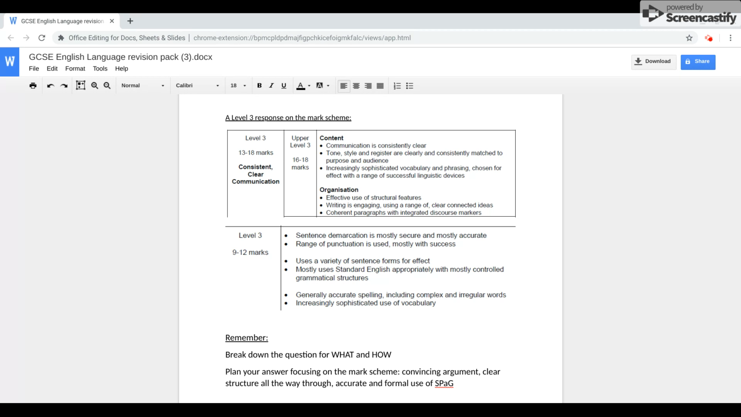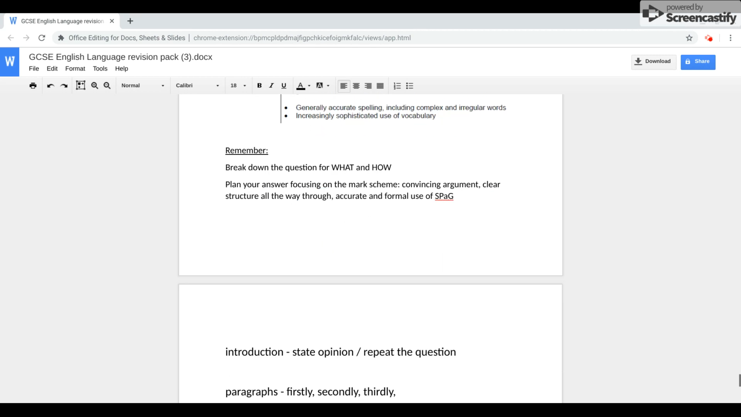Okay, and then as we go through, just remember to do these things. Break down the question for the what and the how. Plan your response so it hits your mark scheme with a convincing argument, and a clear, accurate use of structural features and discourse markers so your argument doesn't go off track. And then as you're writing it, an accurate and formal use of SPAG. AQA recommend 5 minutes to plan, 35 minutes to write, 5 minutes to proofread your work afterwards. So try to allow that to happen.